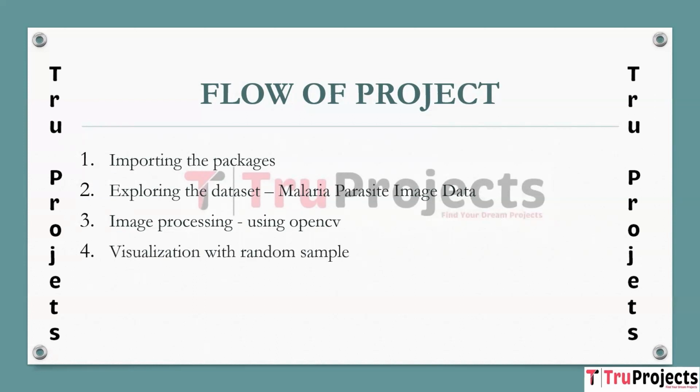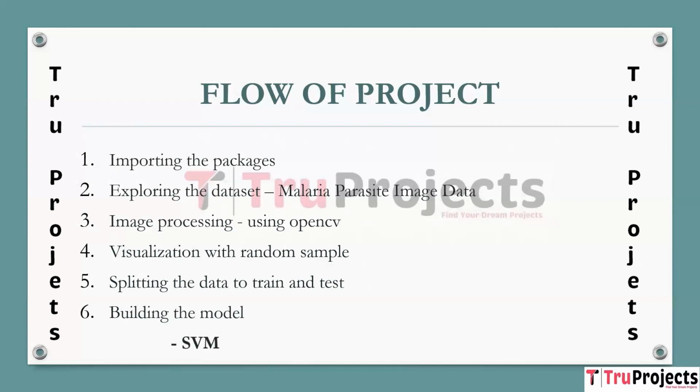Visualization with random sample. This step involves selecting and displaying random samples from the dataset using Matplotlib and Seaborn to gain insights into the nature of images and their characteristics. Coming to splitting the dataset into train and test. This step involves dividing the dataset into two subsets using scikit-learn, one for training the machine learning model and the other for testing its performance. Coming to building the model, this module involves constructing a support vector machine model using scikit-learn, a machine learning algorithm to classify malaria parasite images.